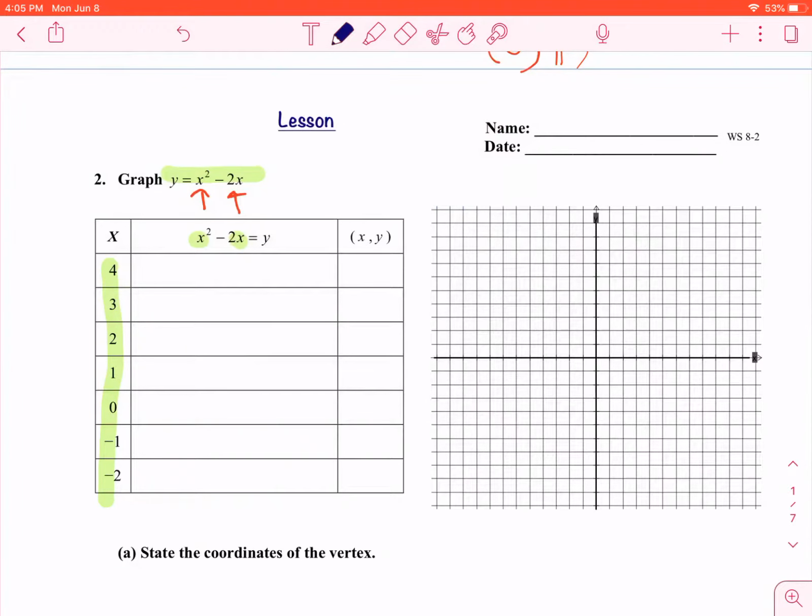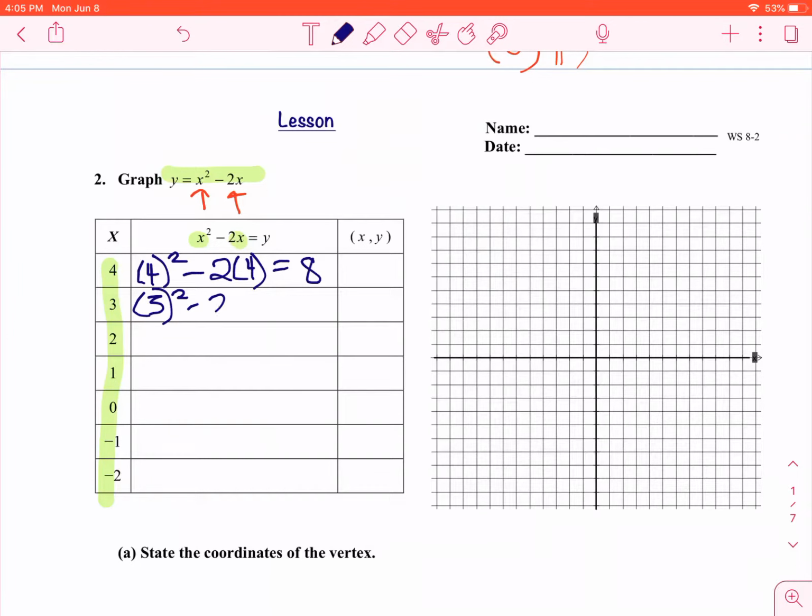Okay, so let's try this out. X squared will be 4 squared minus 2 times x, and that will be the y part of the coordinate. So let's think about this. 4 squared is 16 minus 2 times 4, which is 8. 16 take away 8 is 8.